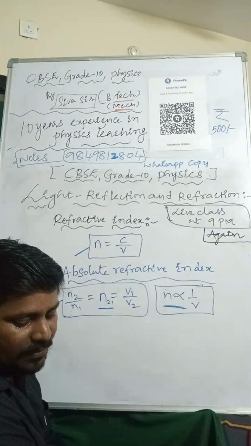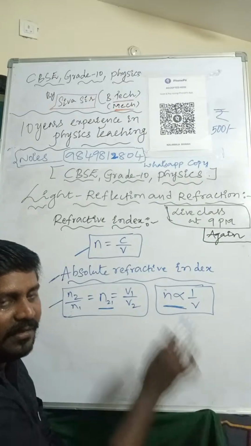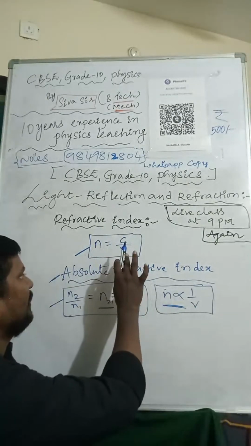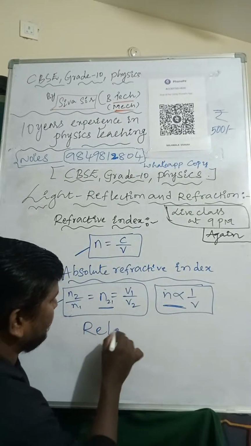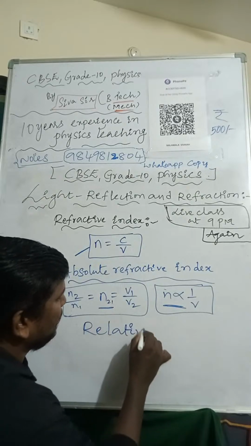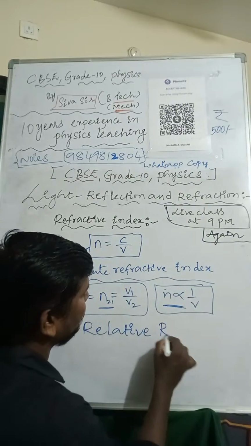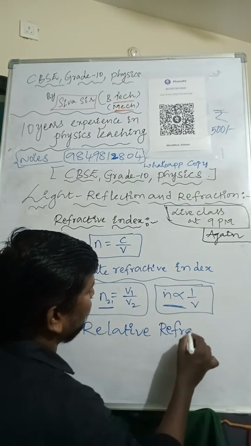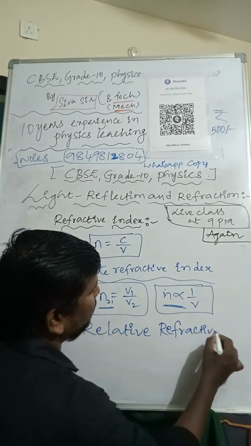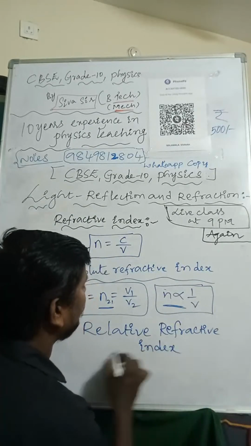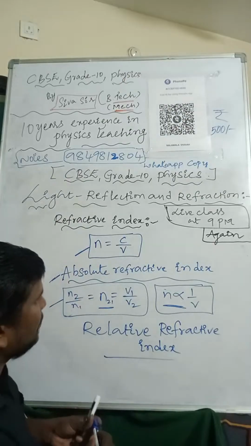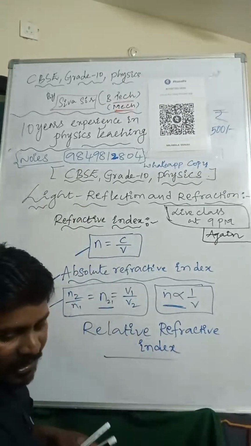Okay, so that is what we can see. This is about refractive index, the absolute refractive index and the relative refractive index.